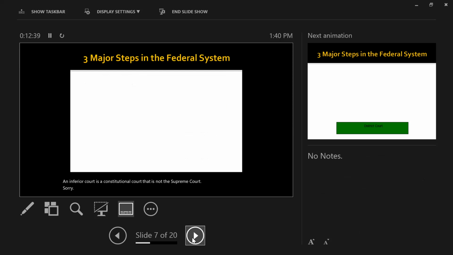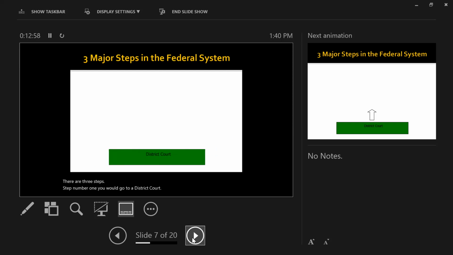So let's say you feel as if your rights are being violated and you need to argue that a law or something that is affecting you is unconstitutional. How do you do that? There are 3 steps. Step number 1, you would go to a district court. If you argue your case and the court rules in your favor, that's it, you're done, you go home.